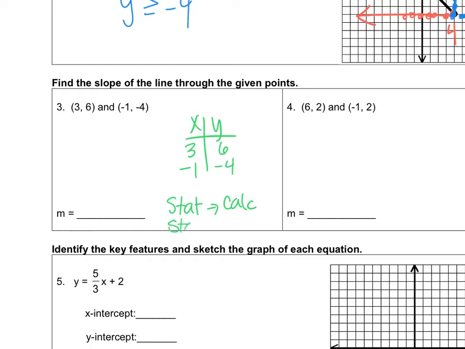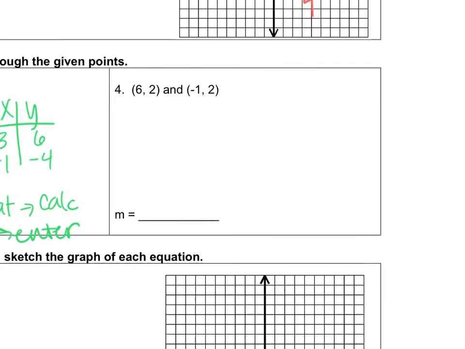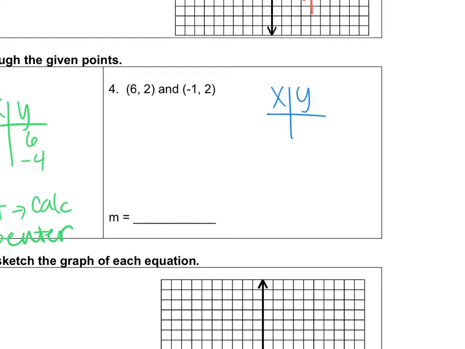And then I click stat, scroll over to calc, option 4. Enter a bunch of times, until it tells me A is 2.5, which is the same thing as 5/2. Those calculator steps will be shown in a separate video if you would like to see that worked out.